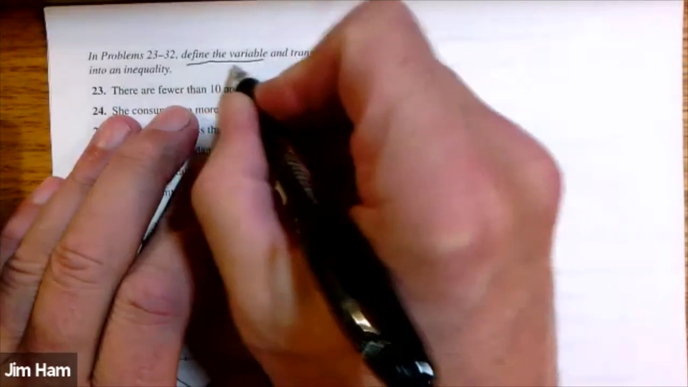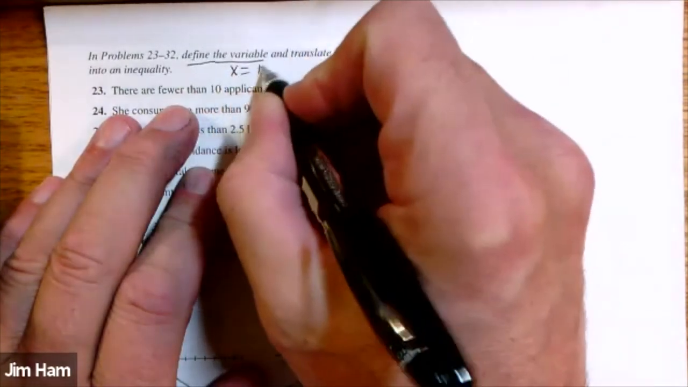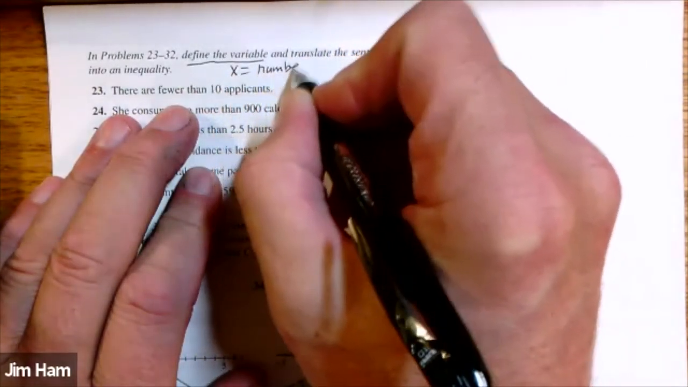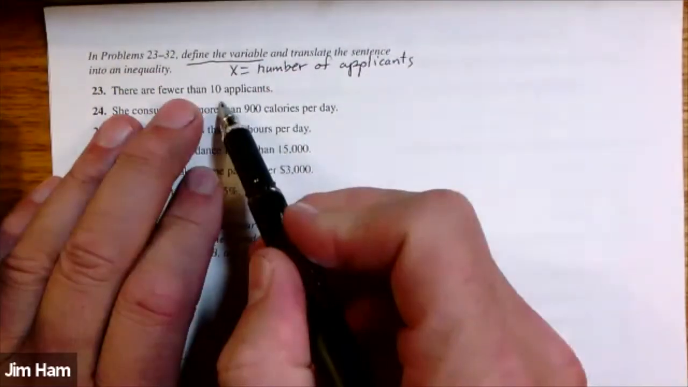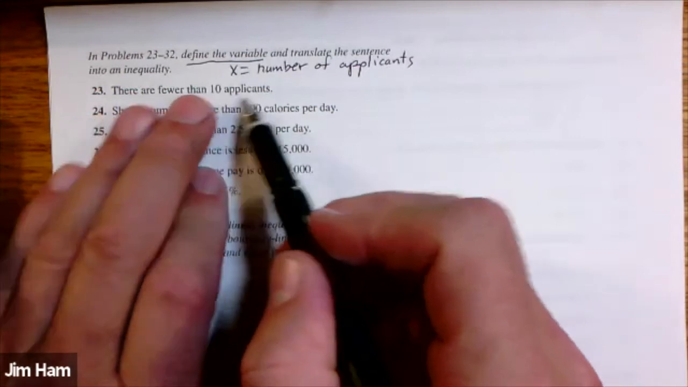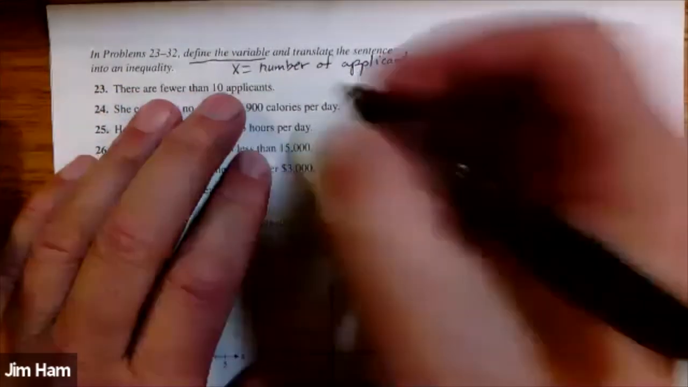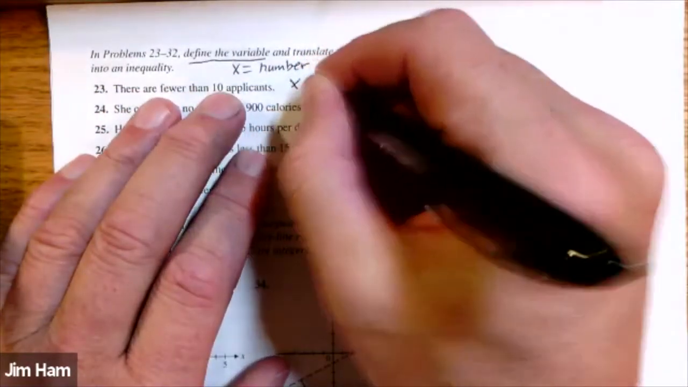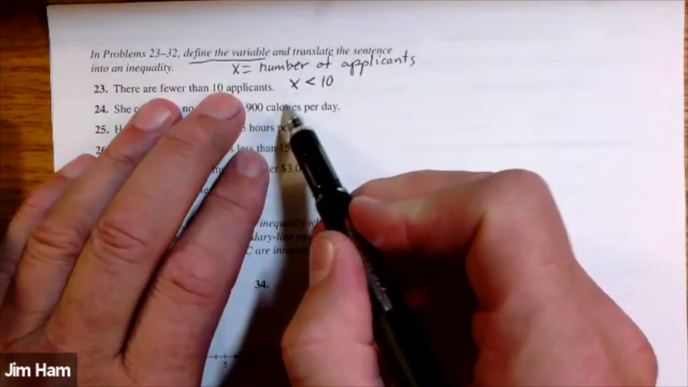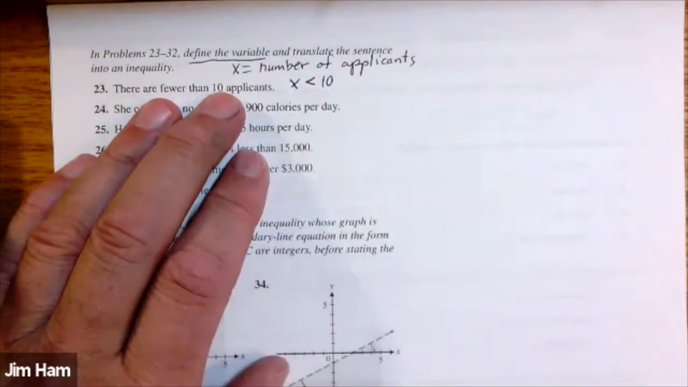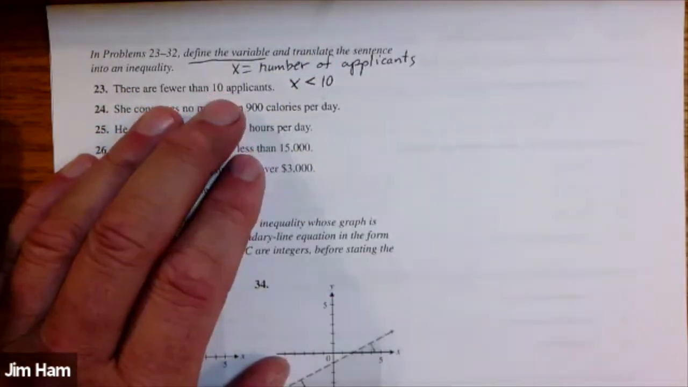Define the variable. X equals the number of applicants. So define the variable and then write an inequality. There are fewer than 10 applicants. X is less than 10. So X could be 9 or 8 or 7 or 6, and that would be true. So we're writing one-dimensional inequalities here.